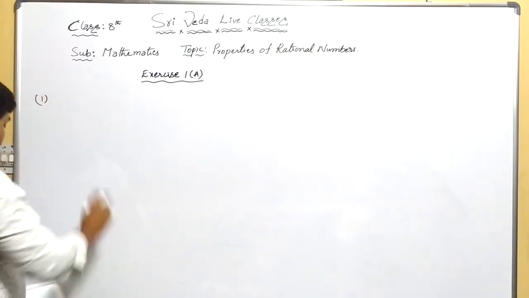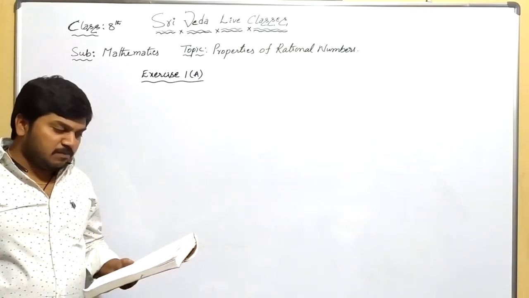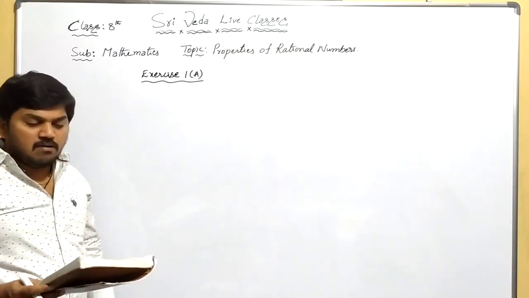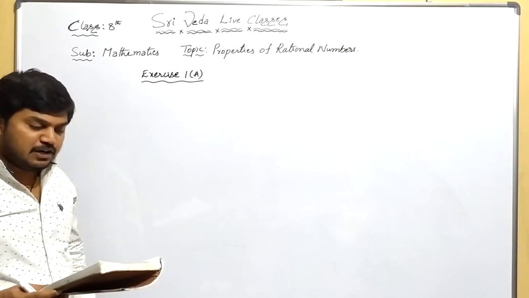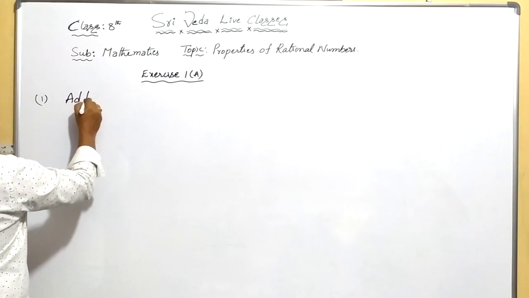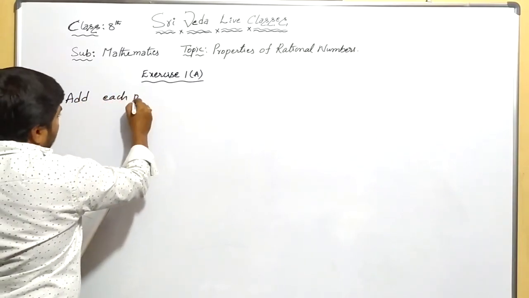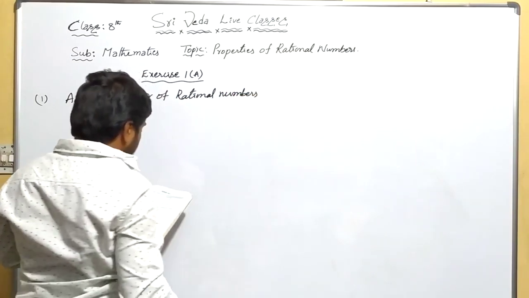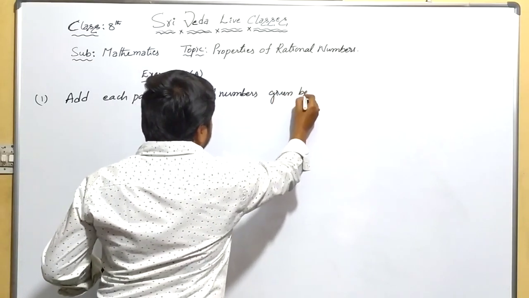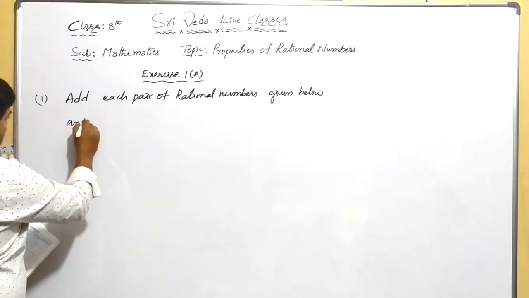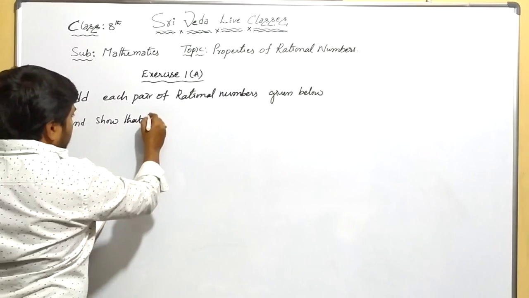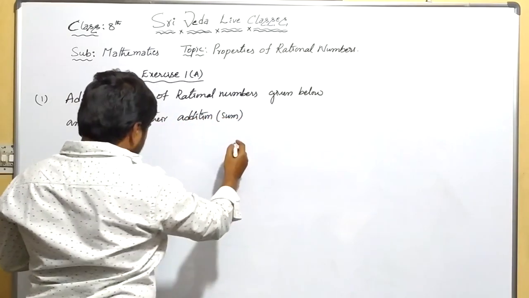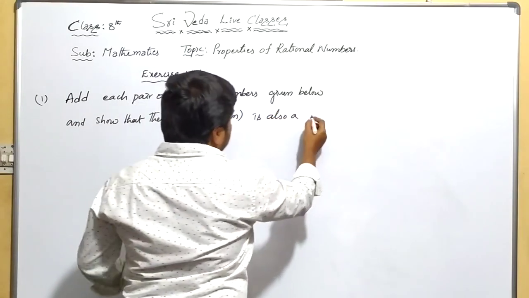So, what is that first one? You see that: add each pair of rational numbers given below and show that their addition is also a rational number.